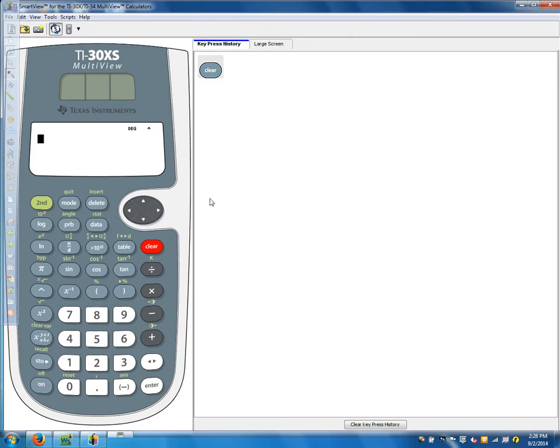So I'm going to do 5 factorial. I'm going to go to this. Some will have a separate button. This one I go to the probability menu. This PRB means probability. I'm going to go to probability, and there number 3 is my factorial. So I'm going to go down to number 3, hit enter again, and it tells me that's 120.